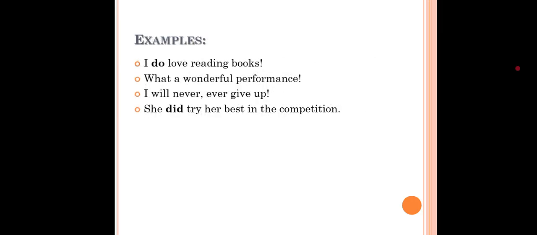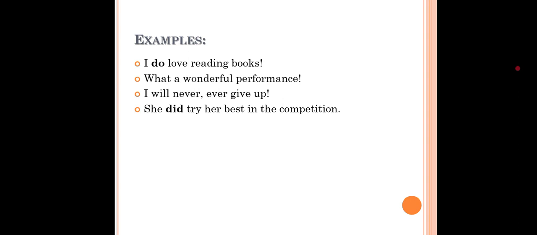Now see the examples. I do love reading books. Means here I am giving stress, or here I am trying to show my strong love for reading books. Next, wonderful performance. Means the performance was very good. So that is why I am using this term wonderful performance, and at the same time I am giving stress to the performance with the word wonderful. Next, I will never ever give up. Never ever.